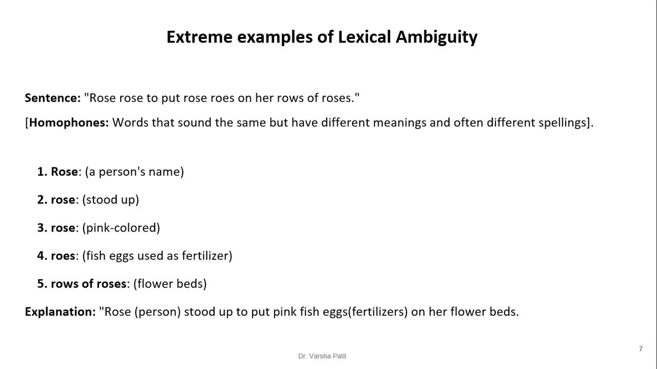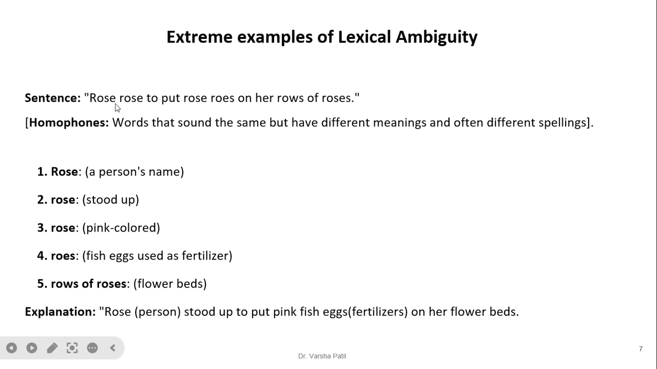Now we'll see some extreme examples of lexical ambiguity. For example, the sentence is: Rose rose to put rose on her rows of roses. Here homophones are used, that is, words that sound the same but have different meanings and often different spellings. The first Rose is the person's name, the second rose means stood up, the third is the pink color, the fourth, roe, is the eggs of fish, and the last roses are the flower beds. So the meaning is that Rose stood up to put pink fish eggs, that is fertilizer, on her flower beds.